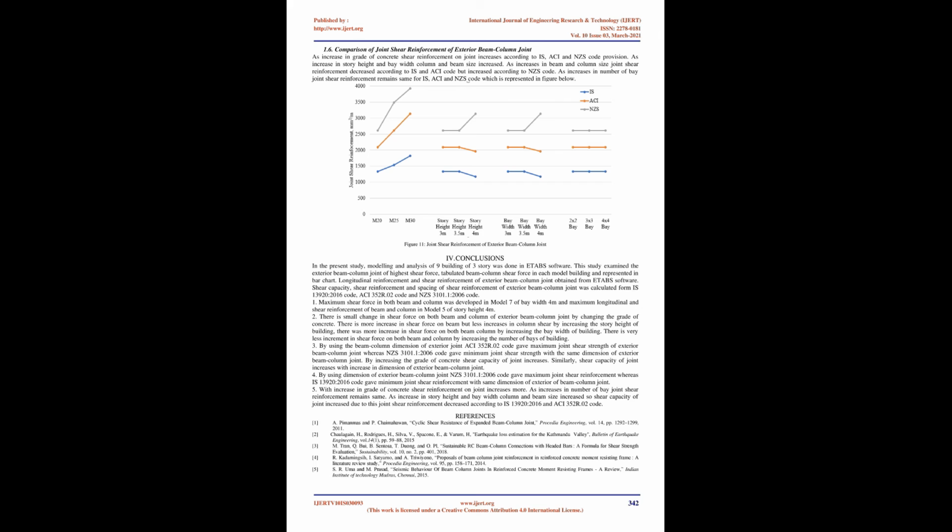Comparison of joint shear reinforcement of the exterior beam column joint. As the grade of concrete increases, shear reinforcement in the joint increases according to IS, ACI and NZS code provisions. As story height and bay width increase, column and beam sizes increase. As beam and column size increase, joint shear reinforcement decreases according to IS and ACI code but increases according to NZS code. As the number of bays increases, joint shear reinforcement remains the same for IS, ACI and NZS code, which is represented in the figure below.